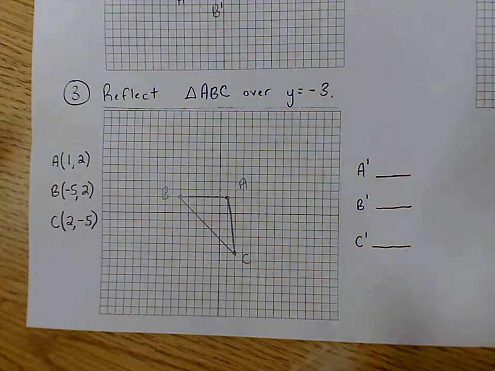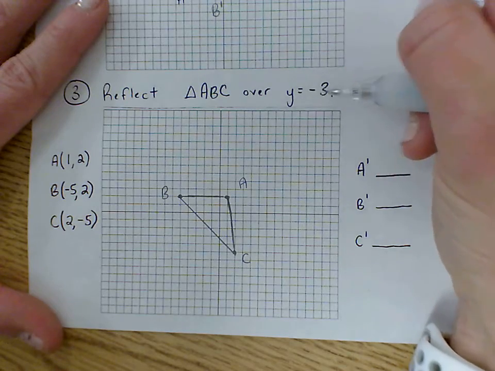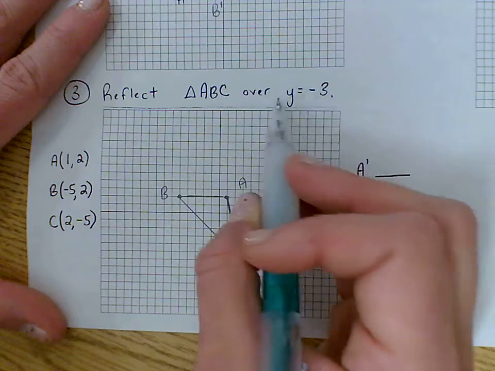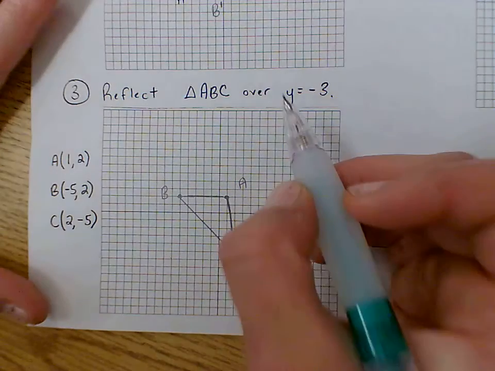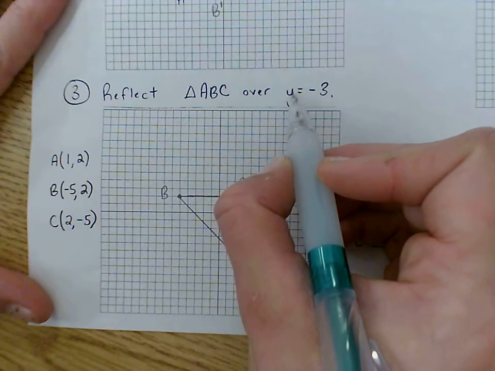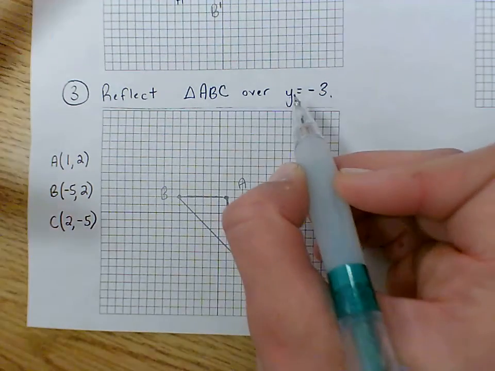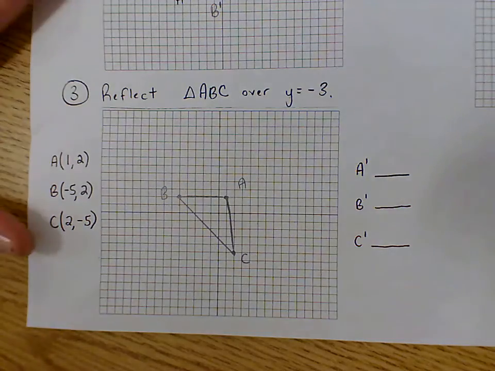Okay, so from there we have to reflect this over the line y equals negative 3. So remember, when it's just y equals a number or x equals a number, these are the special lines that are either going to be vertical or horizontal. And so you've got to think it through. For this one, it's going to be the line where all the coordinates on the line have a y value of negative 3. So that's one way of thinking about it.